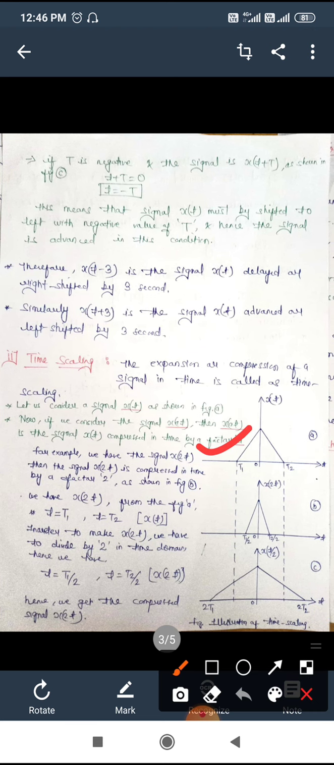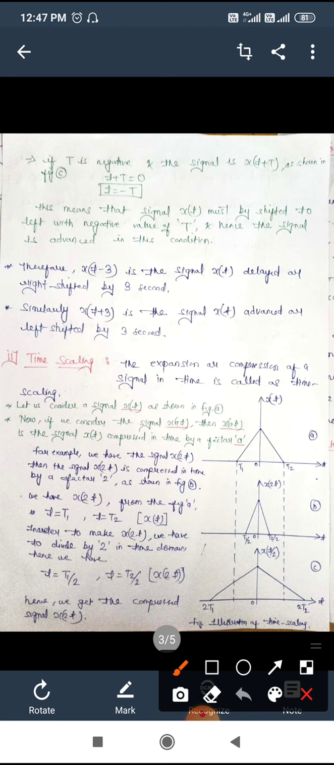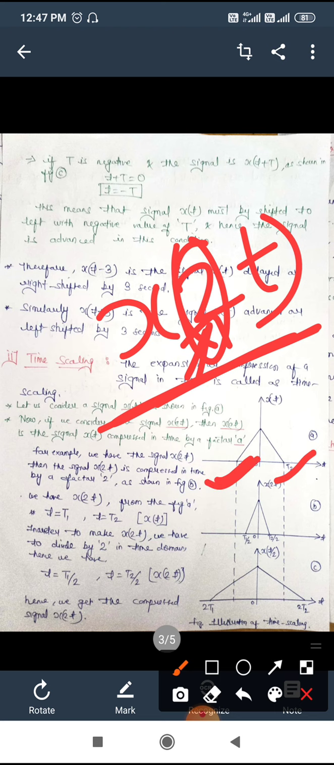So for making x of 2t, what we have to do: with the help of the x(t) signal we have to make x of 2t. Then how will we make it? Here, as we know, we have time values t1 and t2 in the time domain. When we have to make x of 2t, as this is the scaling factor, for making this particular scaled signal, we have to divide our time domain value by this scaling factor.